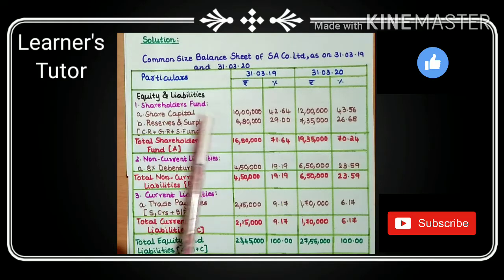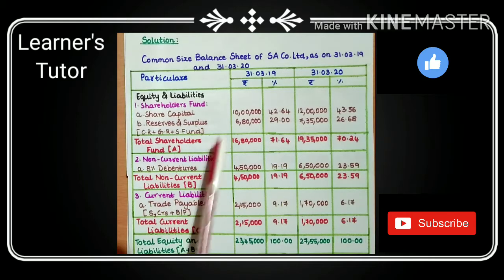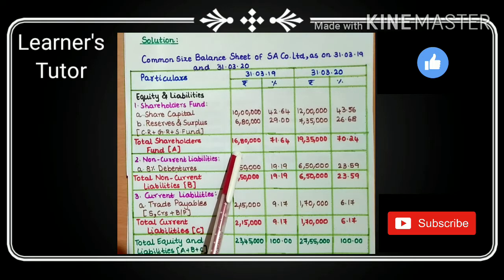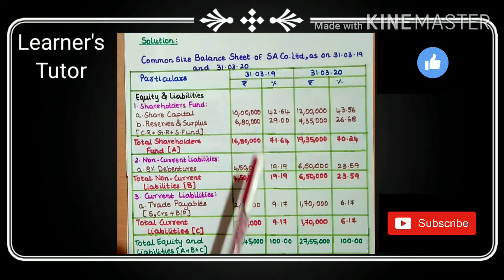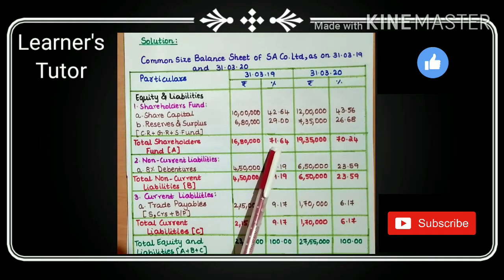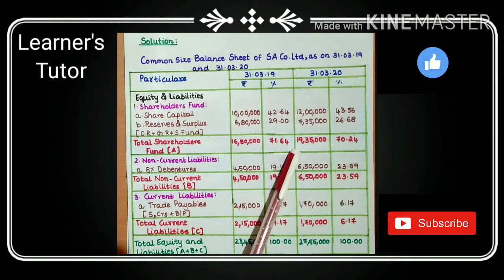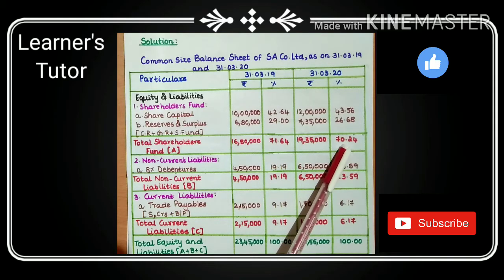Total shareholders fund, A. Add share capital plus reserves and surplus and it will give you total shareholders fund. 10 lakh plus 6 lakh 80,000 will give you 16 lakhs 80,000. 16 lakhs 80,000 divided by 23 lakhs 45,000 into 100 is 71.64%. Then 12 lakh plus 7 lakh 35,000 will give you 19,35,000. 19,35,000 divided by 27,55,000 into 100 will give you 70.24%.